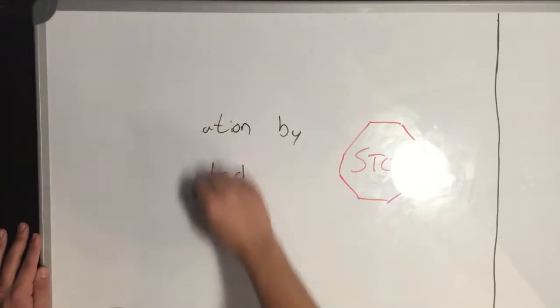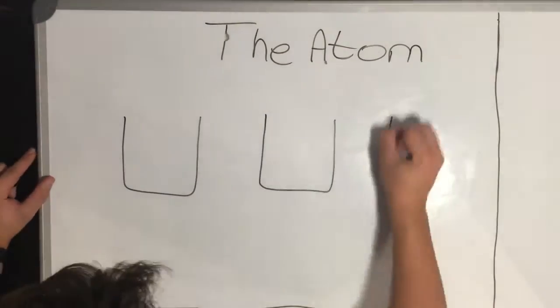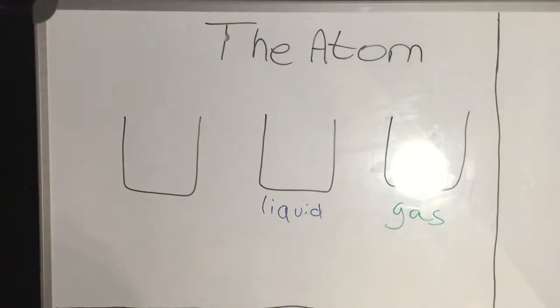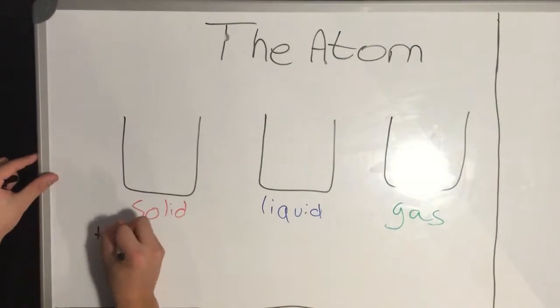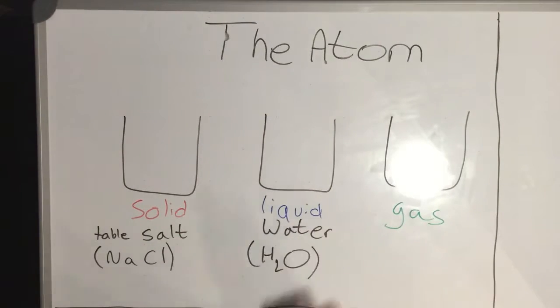Let's take a few steps back and go to chemistry class to learn about the atom first. Imagine we have 3 bowls. In one of them, there's liquid, the other gas, and the other solid. First one, there's table salt. The other one, there's water. And the last one, there's oxygen.